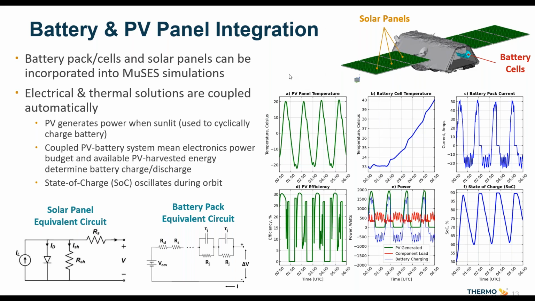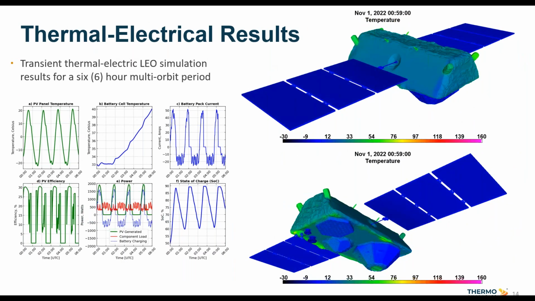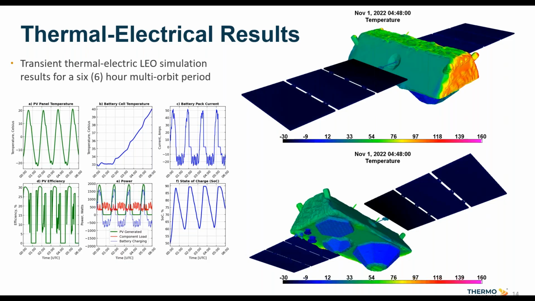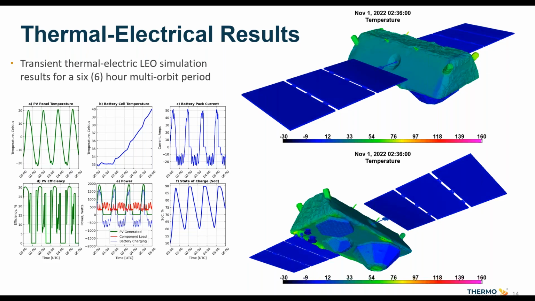And the last thing I'll mention here is that we can use a variety of methods to model the electrical portion of the solar panel and battery pack, including equivalent circuits. So here's a quick summary of both the thermal and electrical results of these simulations. So we see those same thermal electrical subpanels on the left, and then some animations of surface temperature as the orbit time changes on the right.